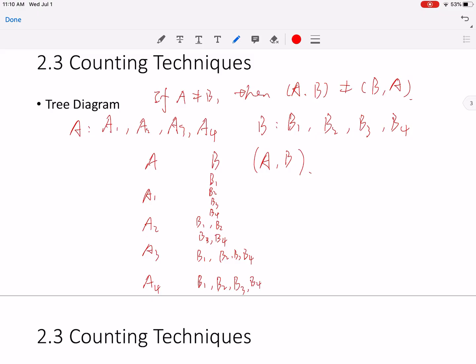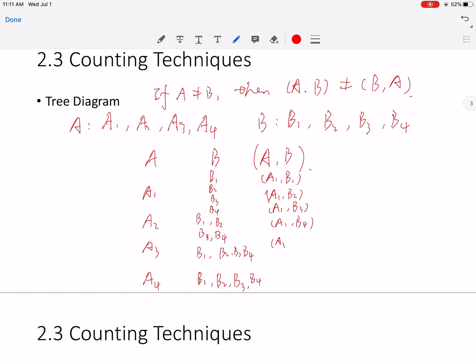Now let's take a look at the ordered pair AB. If A is A1, B could be B1, so the ordered pair would be A1, B1. And then if A is A1, B could be B2, so the ordered pair would be A1, B2, and then A1, B3, and then A1, B4. If the value of A is A2, of course the value of B could be B1, B2, B3, B4. Then the ordered pairs could be A2, B1, A2, B2, and then A2, B3, and then A2, B4.